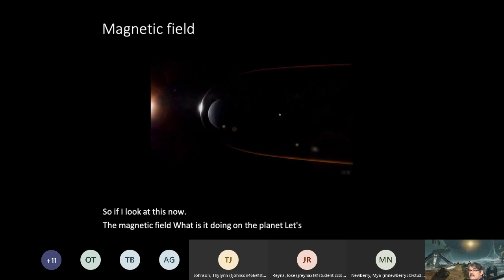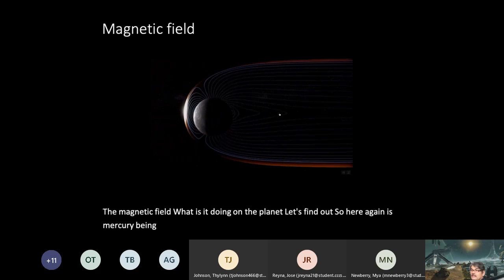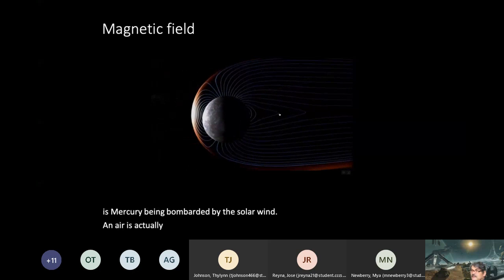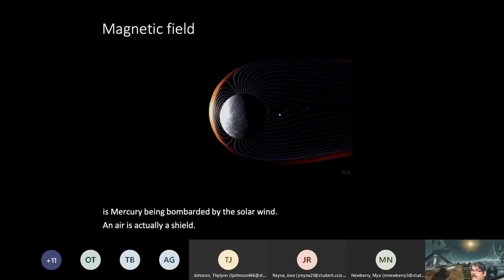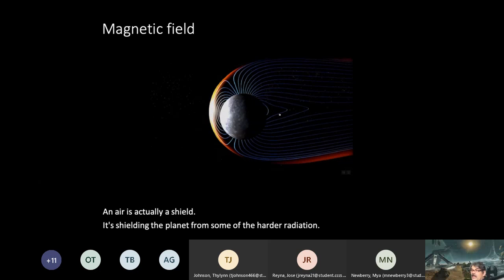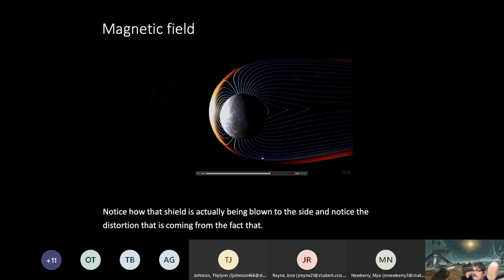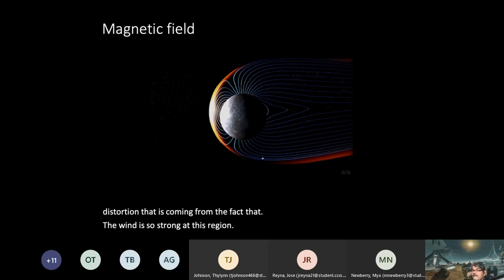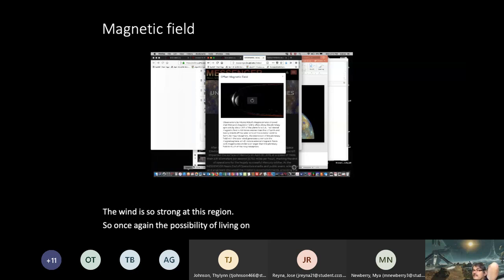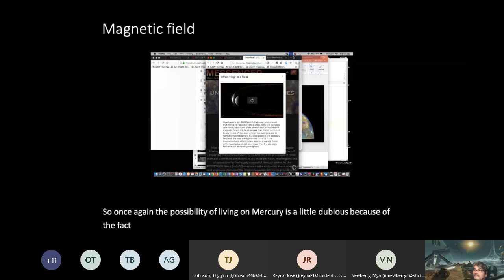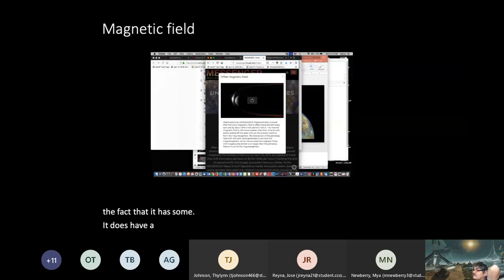Let's find out. So here again is Mercury being bombarded by the solar wind, and there's actually a shield. It's shielding the planet from some of the harder radiation. Notice how that shield is actually being blown to the side, and notice the distortion that is coming from the fact that the wind is so strong at this region. So once again, the possibility of living on Mercury is a little dubious because it does have a magnetic field which will deflect some of the sun's harmful radiation, but not all.